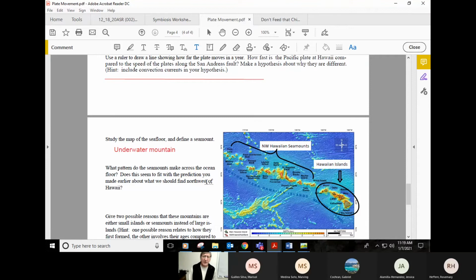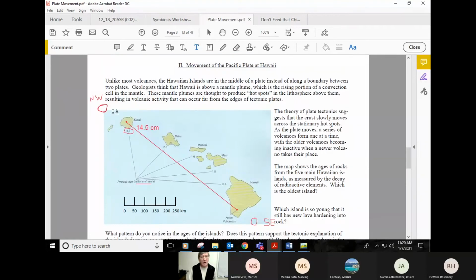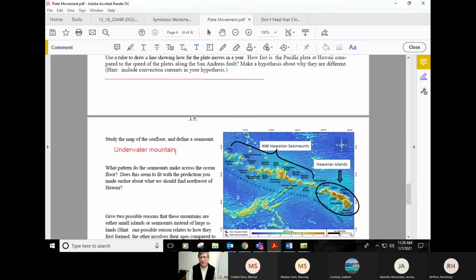Now, let's look at the pattern of seamounts across the ocean floor. Does it fit with the prediction you made earlier about what you should find northwest of Hawaii? Remember, I asked you to predict what you would find up here beyond Hawaii to the northwest and also beyond Hawaii to the southeast. What did you predict about finding up here? Did you predict that there might be more volcanic mountains out in the ocean? And notice the pattern that they make. Can you see that they're pretty much in a straight line? They're not really randomly distributed. They're pretty much a straight line.